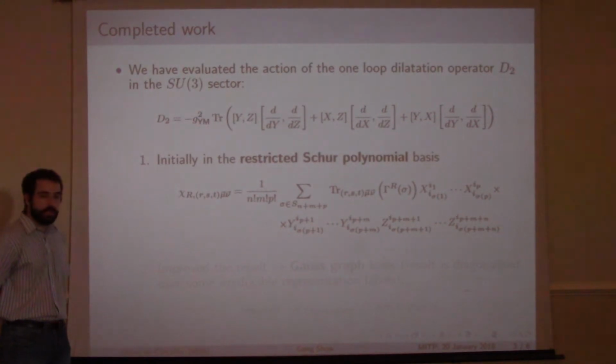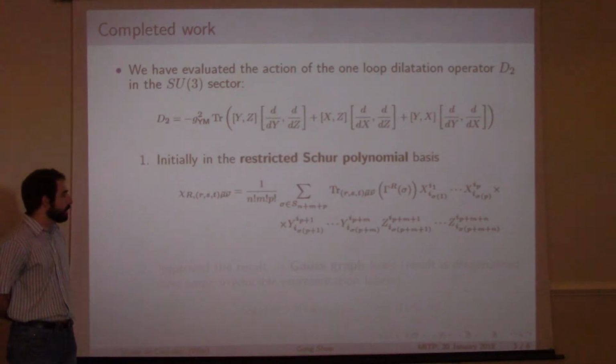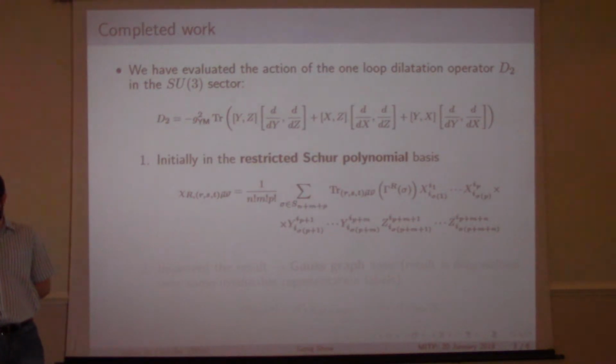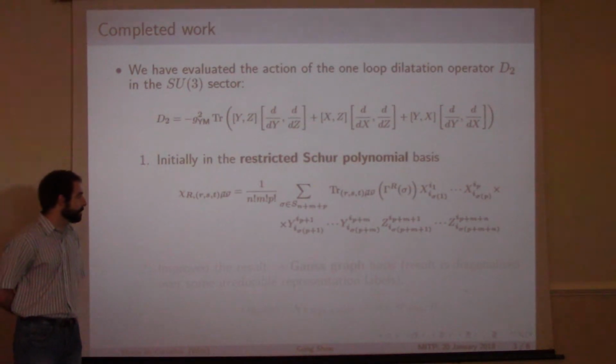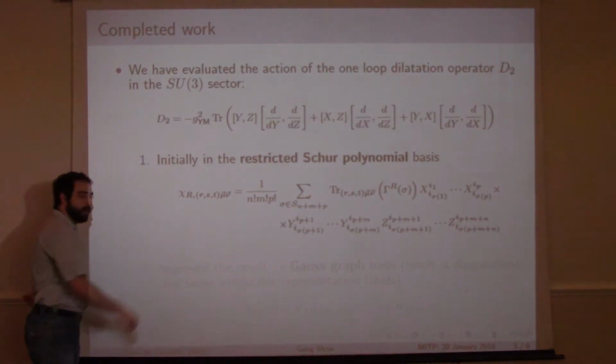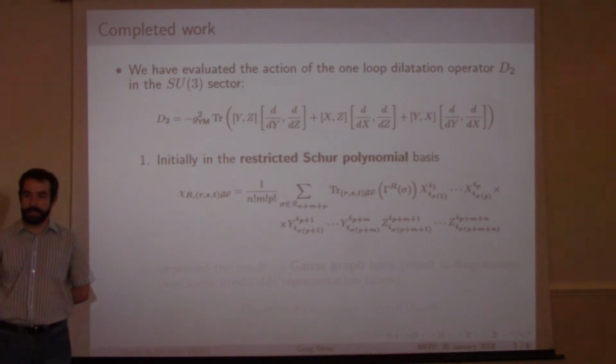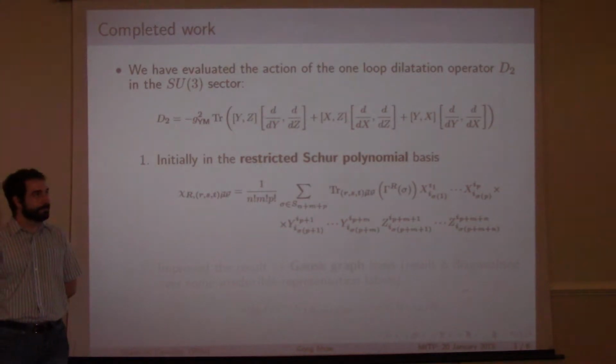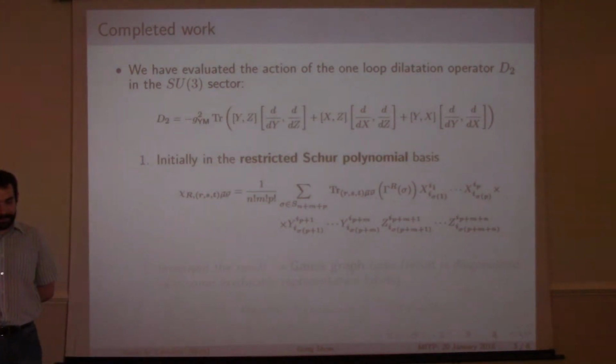We have the summation over permutations of the symmetric group S_{n+m+p}. We have our label capital R, which partitions n plus m plus p into Young diagrams. We have our lowercase labels r, s, t, which respectively partition n, n, m diagrams.